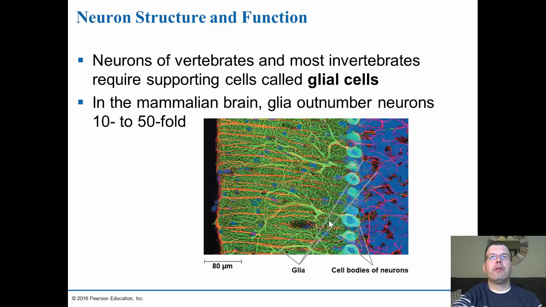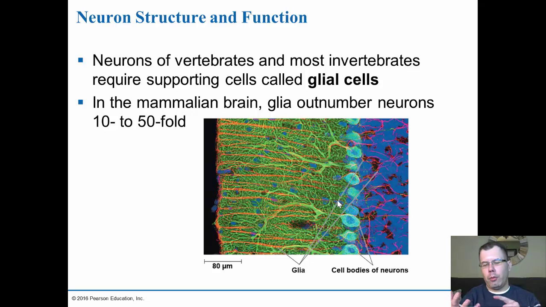And in our brains, we have more glia cells than neurons by anywhere from a 10 to 50 fold. And again, they help nourish those cells and they help support the nerve cells that are found in the brain and the rest of the body. And so we'll look at that as well. And so these glia cells are very important.